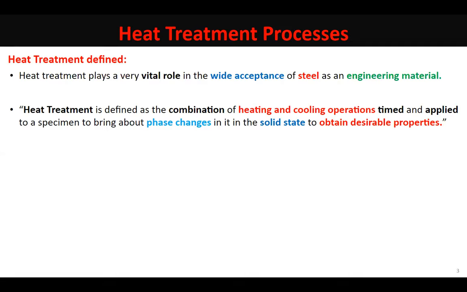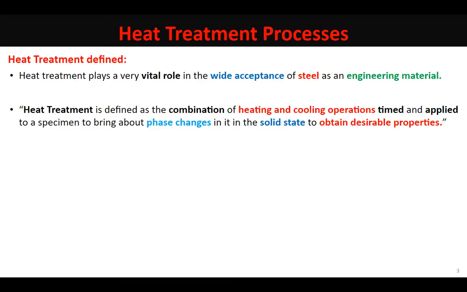So whether you do alloying to a material system or whether you do heat treatment, what are you basically doing? Because you want a change in the mechanical properties, through these processes you are bringing about a change in the microstructure which would exist in the material system when it comes back to room temperature. And so, timed and applied to a specimen to bring about phase changes. So we are trying to change not only the phases, at times we'll also change the grain size, because we are changing the microstructure when the material system is in the solid state to obtain desirable mechanical properties.